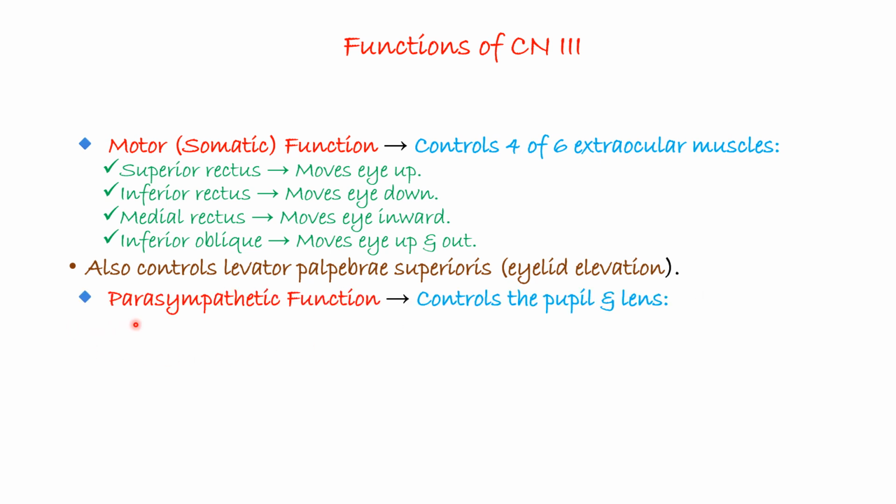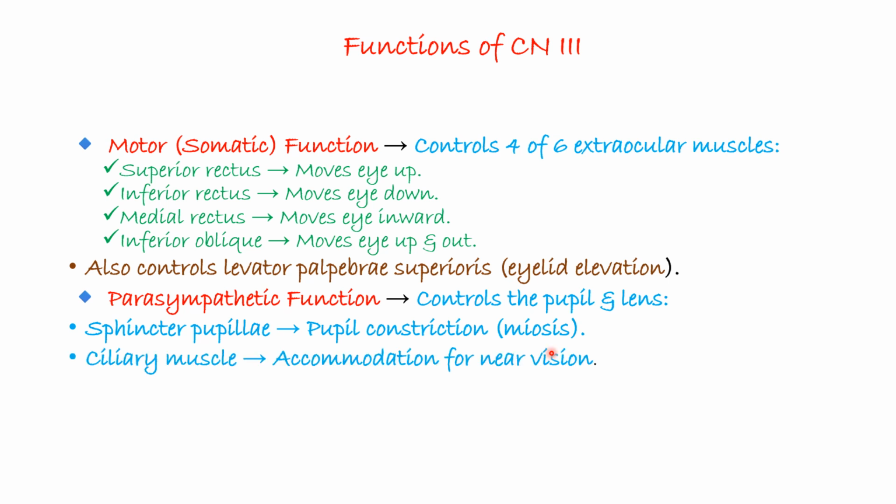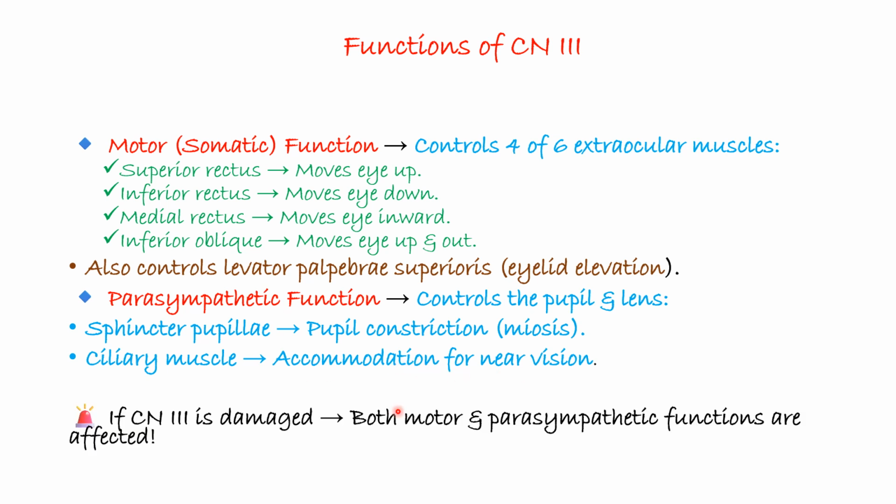The next function is parasympathetic, and it controls the pupil and the lens. In terms of the pupil, we have the sphincter pupillae muscle, which after stimulation by the parasympathetic causes pupil constriction, and that is miosis. Afterwards, in the lens, we have the ciliary muscle. When it is stimulated by the parasympathetic, we have accommodation for near vision. If cranial nerve 3 is damaged, both motor and parasympathetic function are usually affected.